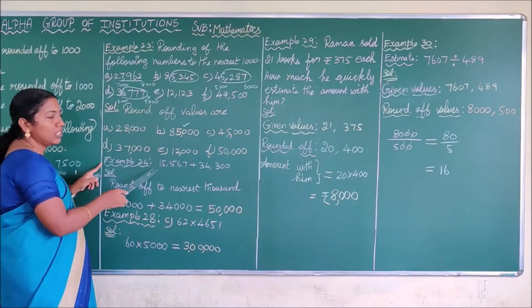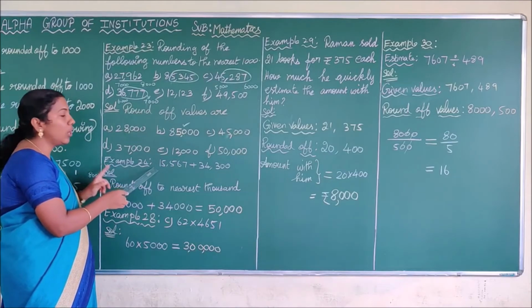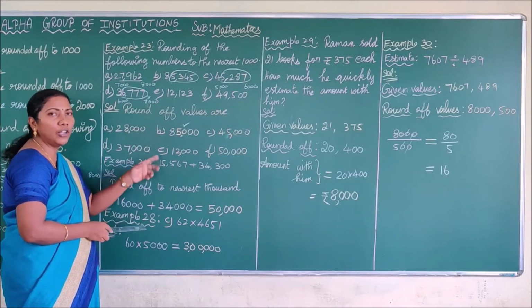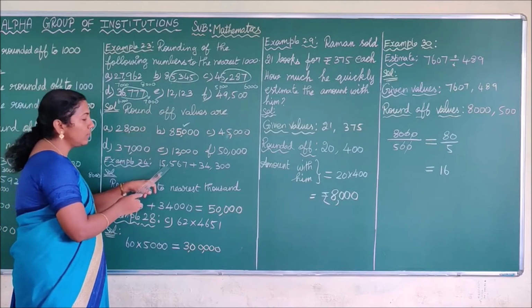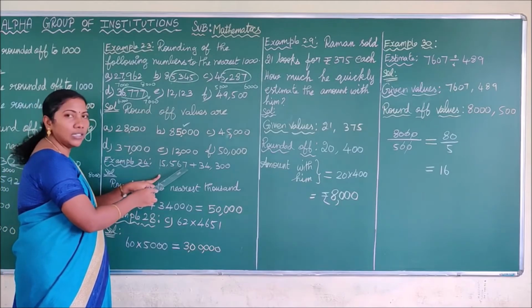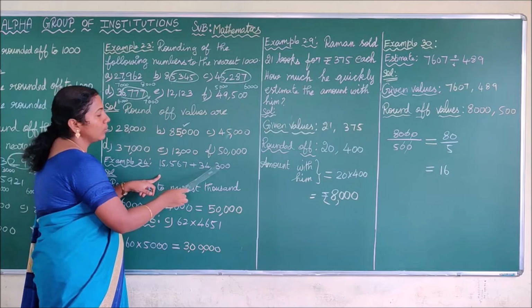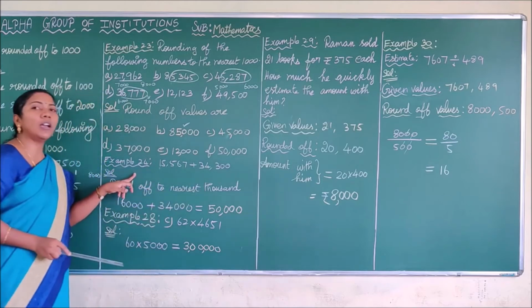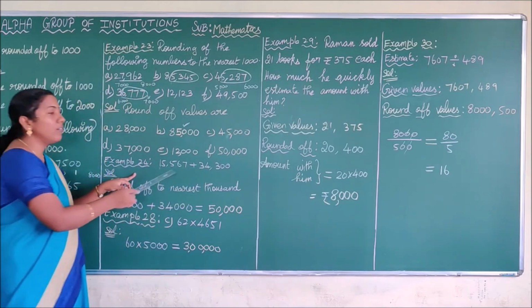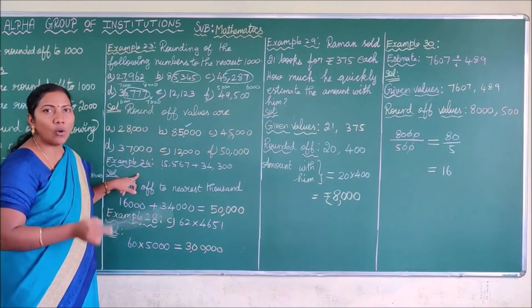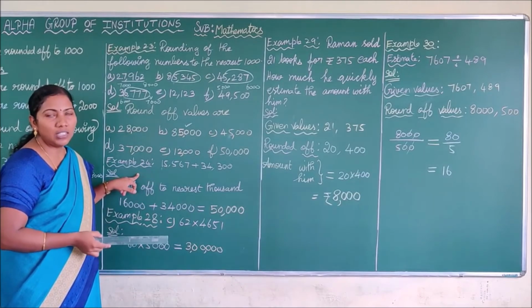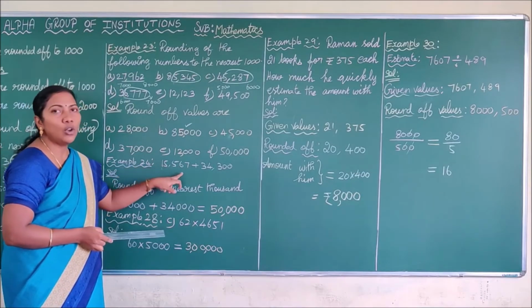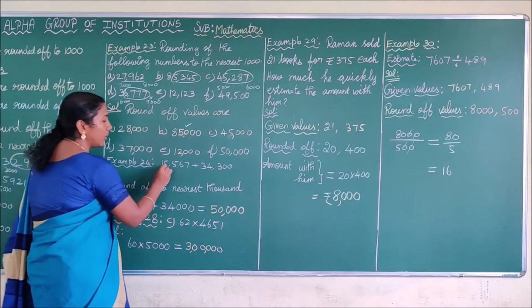You have to estimate this value. That is, you have to round up the values and then you have to add them. Okay. Read the question. 15,567 plus 34,300. In this sum, we are going to round up this given value to the nearest 1,000. To round up to the nearest 1,000, you have to consider the 4-digit. Consider this 4-digit number.